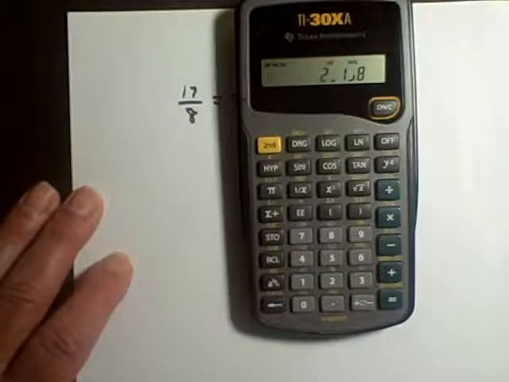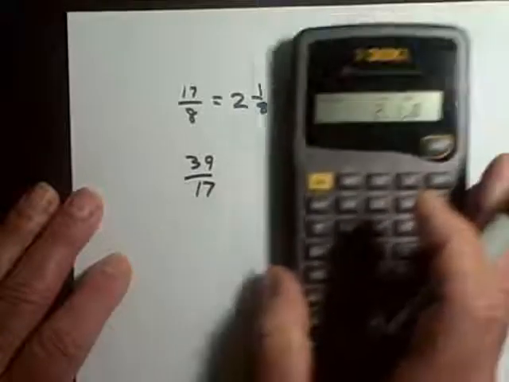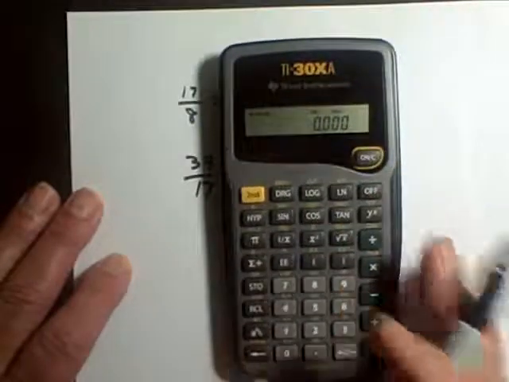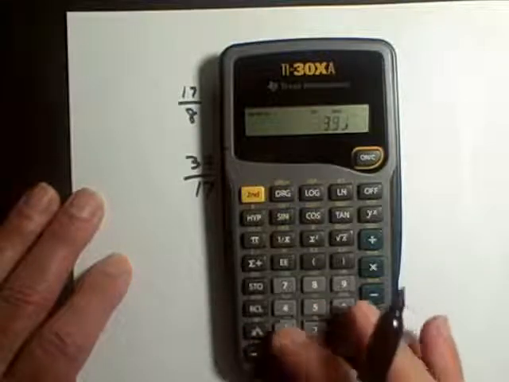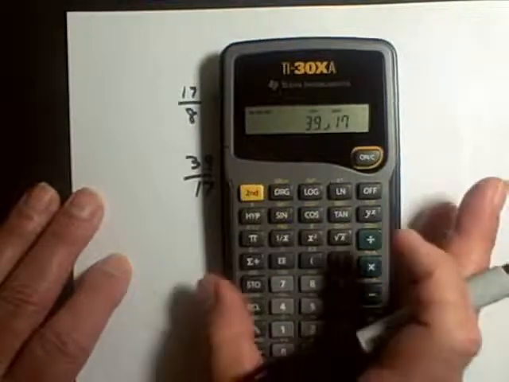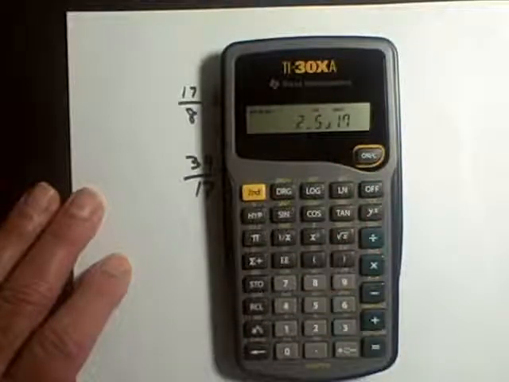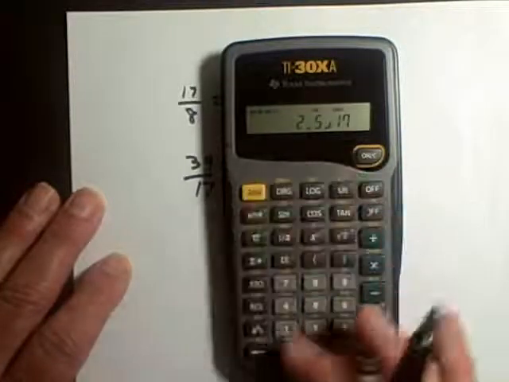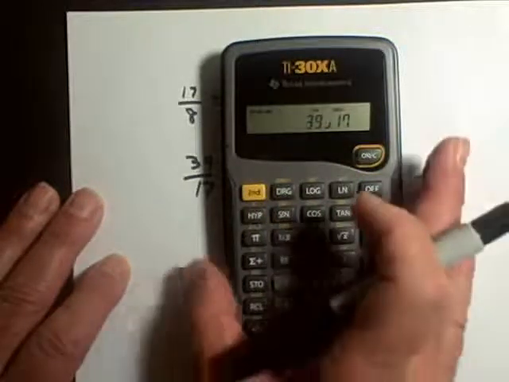So you want to practice with that a little bit. What would be, for example, 39/17? Well, let's clear the calculator, and let's add 39, hit this, hit 17ths, and there's the improper fraction. Now, if I hit the second key and hit that key again, it's 2 5/17. If I undo that, I hit it again, it's back to 39/17. So that's how you deal with improper fractions.